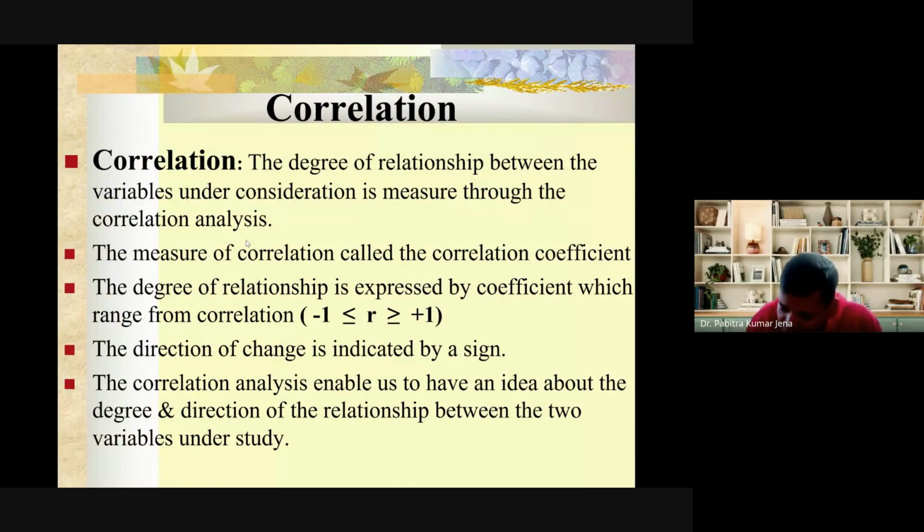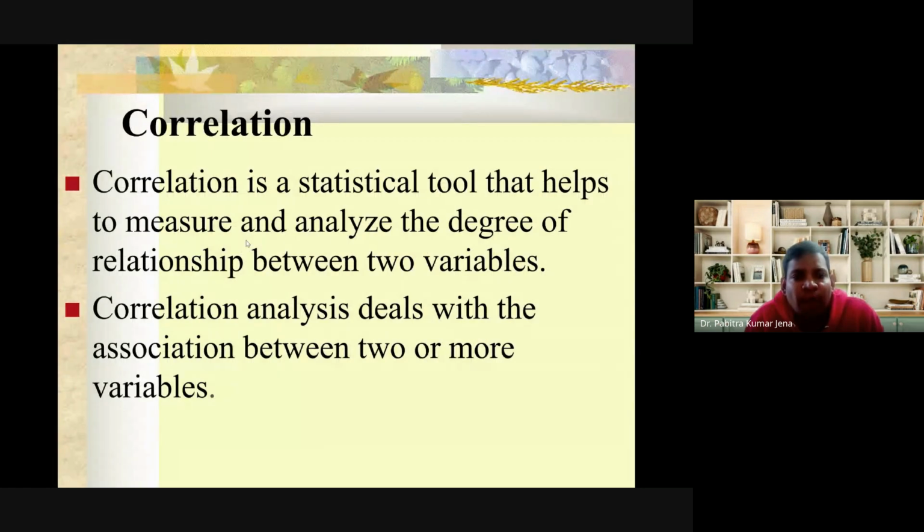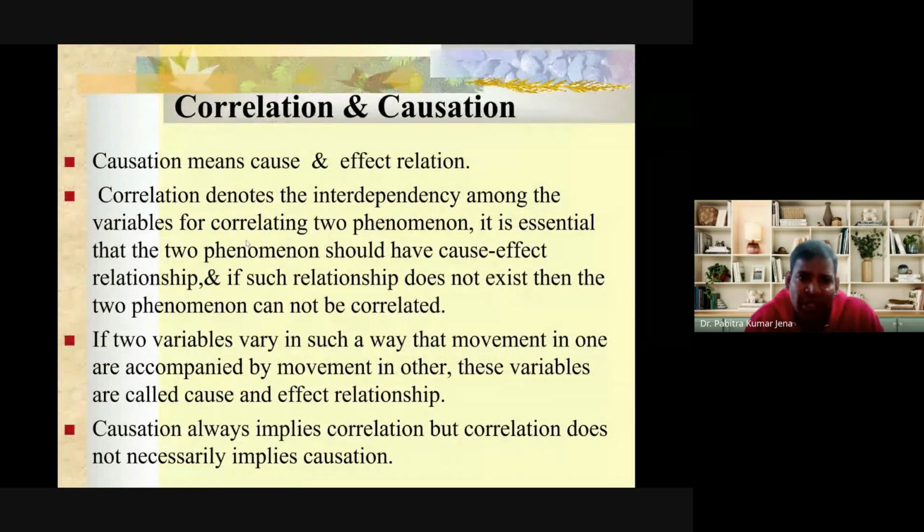These correlations vary from +1 to -1. If it is +1, it is perfectly positively correlated. If it is -1, perfectly negative correlation. If it is equal to 0, then there is no correlation. I think everybody knows this concept. In other words, correlation is a statistical tool that shows the degree of relation between the variables, or the association between two or more variables.